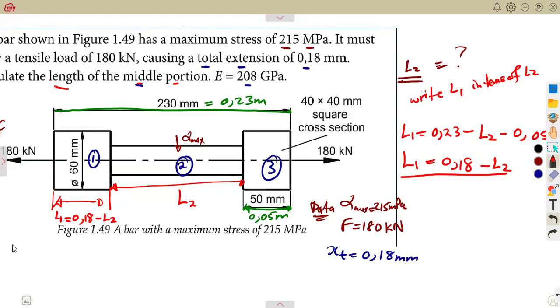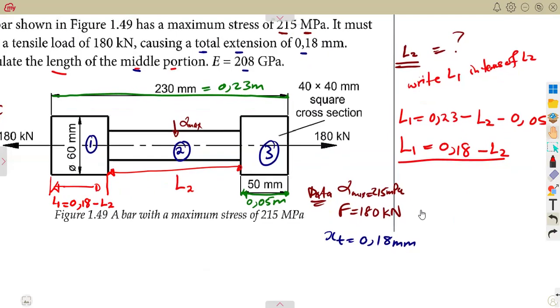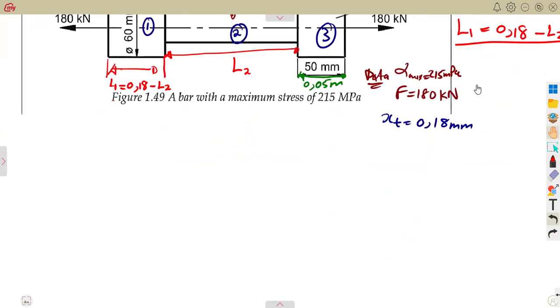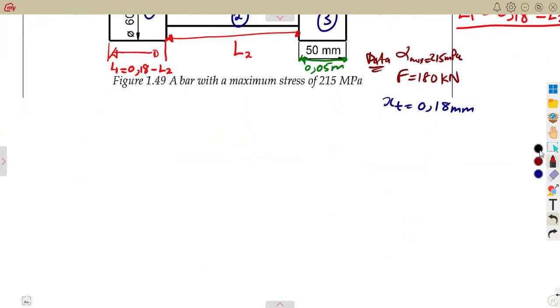So how are we going to have this length L2? Which formula consists of the length? We saw from the extension, because we are given that. Why are they giving us this? The total extension. Let's analyze from there.